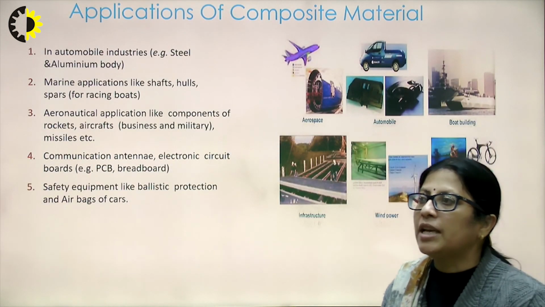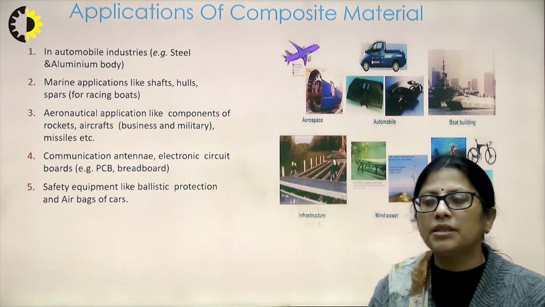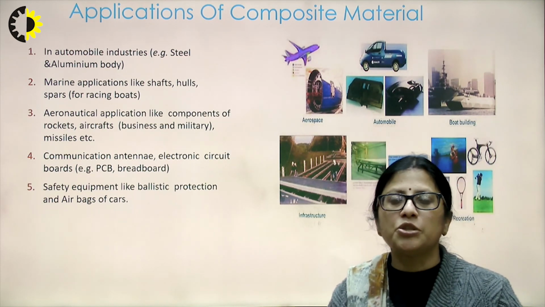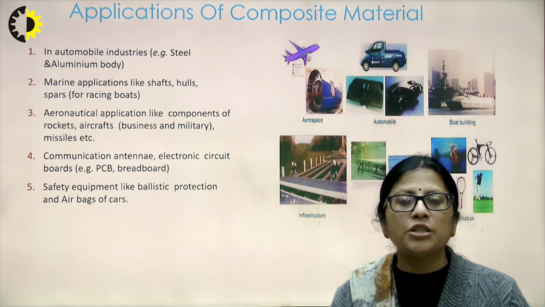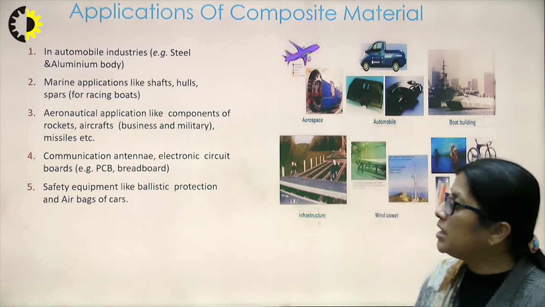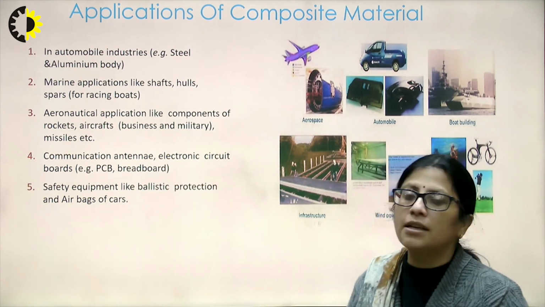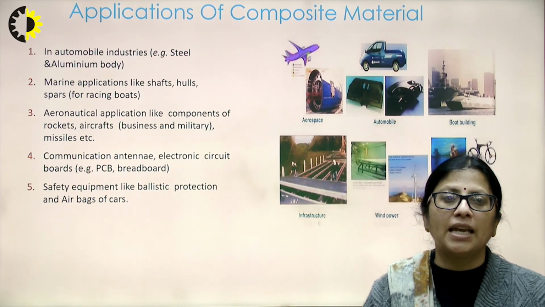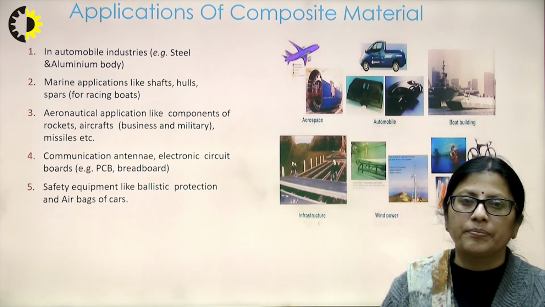Applications: we can use these polymer composites in the automobile industries, and in the marine industries, like the shafts, the hulls of the ships, and the spars. We can use them in aeronautical applications like the components of rockets, aircrafts and missiles. Then we can also use these composites in communication antennas, in electronic circuit boards, and finally in safety equipment, like airbags in cars. Thank you.